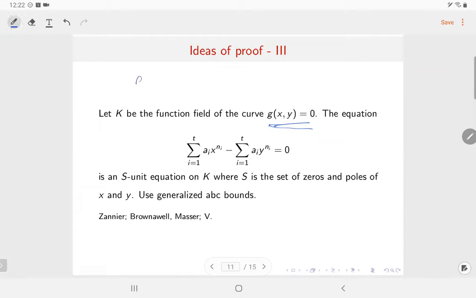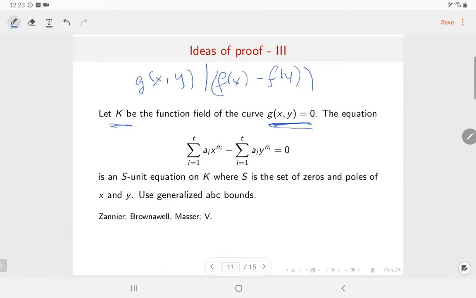So g(x,y) is a factor of f(x) minus f(y). I want to consider a hypothetical irreducible factor of f(x) minus f(y), look at the curve defined by this equation, and call K the function field of this curve.